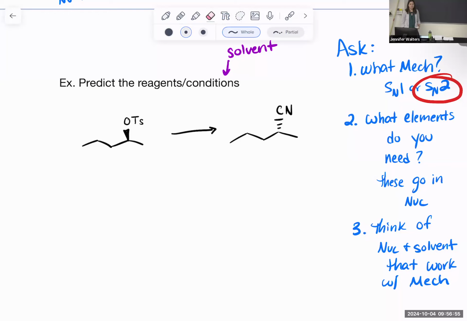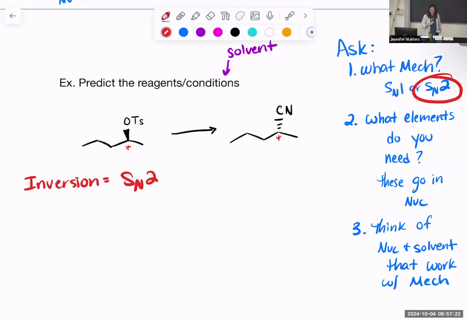All right, does anyone want to tell me why they know it's SN2? Yeah, we see inversion of stereochemistry. So that's our indicator, right? I see my wedge went to a dash. I don't see racemization, I see inversion of stereochemistry. That's how I know it had to be SN2, right? So that's how I answer that first question.